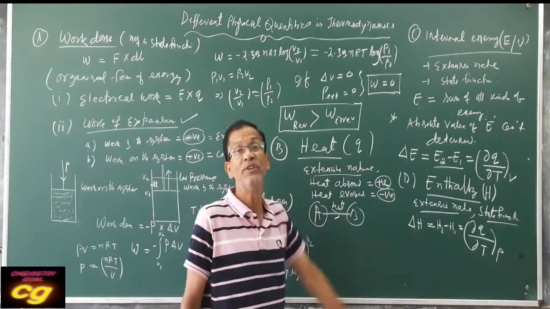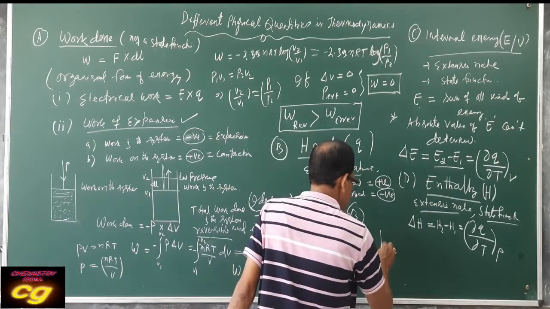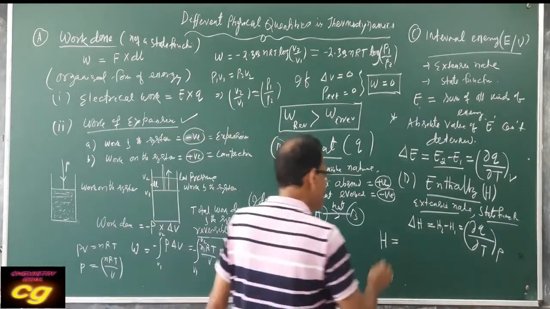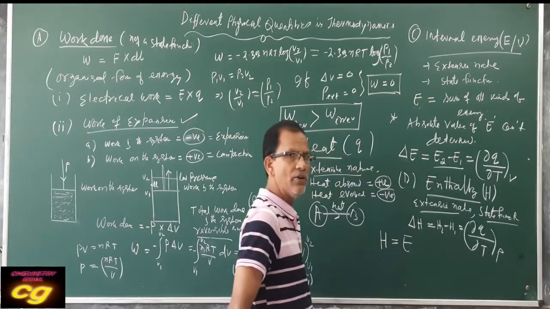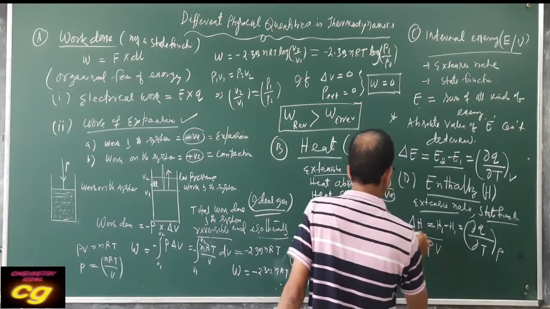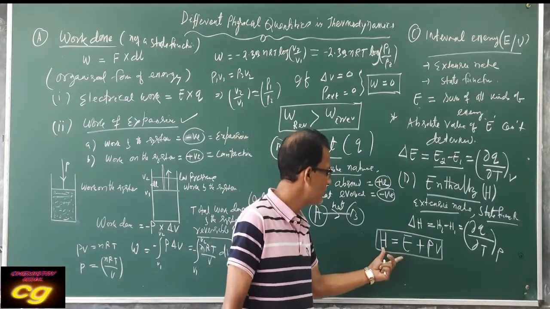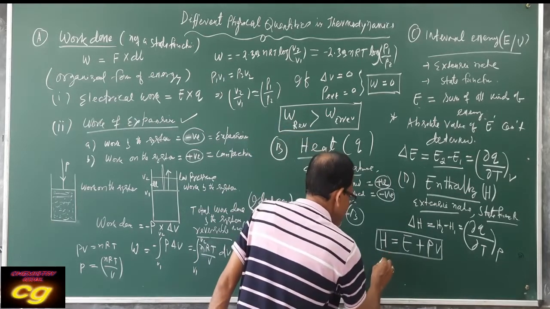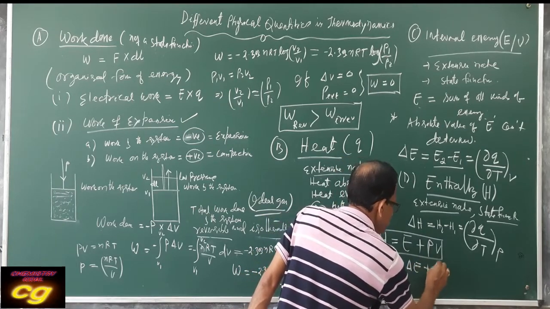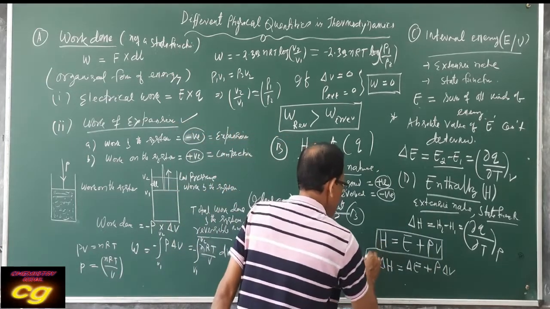Both are different physical quantities, but it has been observed that the enthalpy change of any system is equal to its internal energy plus the product of pressure and volume. If you write this, this is the relation between H and E. That means change in enthalpy is equal to change in internal energy plus work done, that is P delta V. This relation also we can remember.